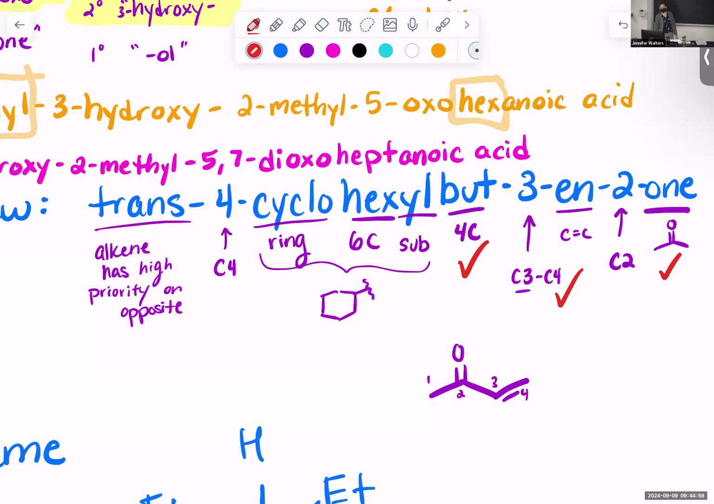Next, I get the 6-membered ring coming off of carbon 4. This is usually where students make a mistake and they try to make that carbon in the ring carbon 4. That's not it. The backbone is here. Cyclohexyl means I need 6 carbons as my substituent. I need to have a total of 10 carbons in my molecule. So I need to have, off of carbon 4, I get the 6 carbon ring.